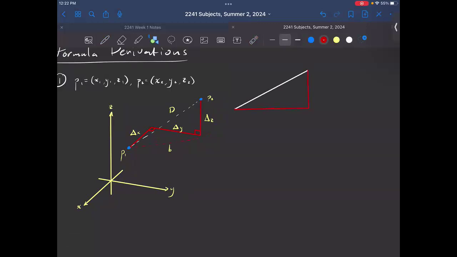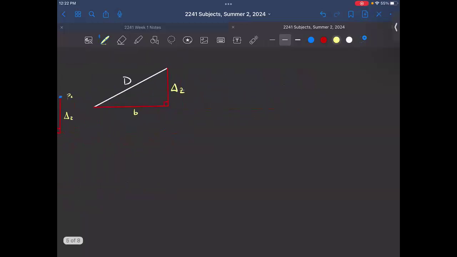And what we have is that this is our delta Z, that's D, and this right here is the thing that I labeled B in the diagram. And so we want to know, right, what is D? Well, I can write down a formula for D, since that's now a right triangle. D squared equals B squared plus delta Z squared. Okay, cool. So delta Z is given.